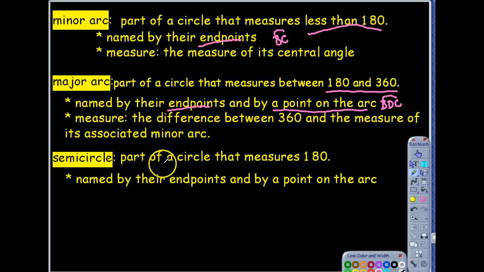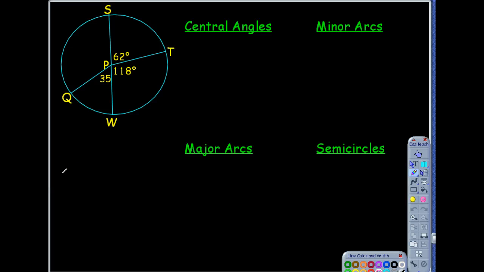The semicircle, hopefully we know what a semicircle is. It measures exactly 180 degrees. It's named similar to a major arc, though. It has its endpoints and a point on the arc, so we know which way we're talking about for that specific semicircle. So what we have is a circle with some radii drawn in, and central angles are formed by radii. Just a reminder of that too.